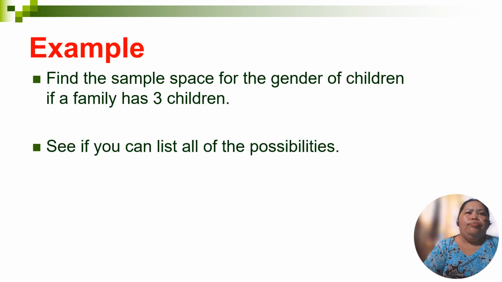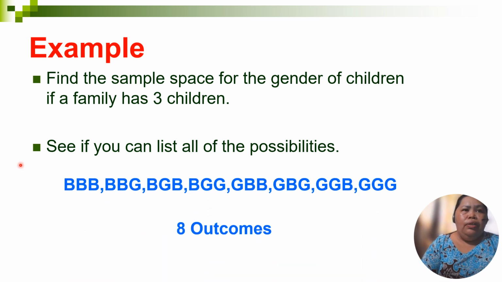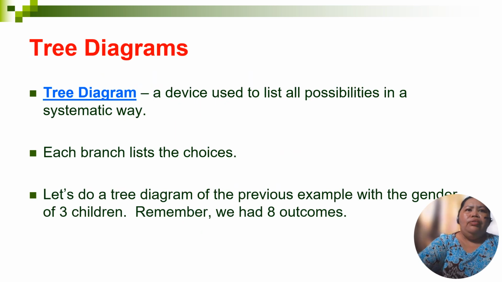Okay, next. Find the sample space for the gender of children if a family has three children. See if you can list all the possibilities. Okay, we have here boy, boy, boy; BBG; BGB; BGG; GBB, and so on. There are eight outcomes because we have three children involved. So there are three elements. Okay, let's have this.